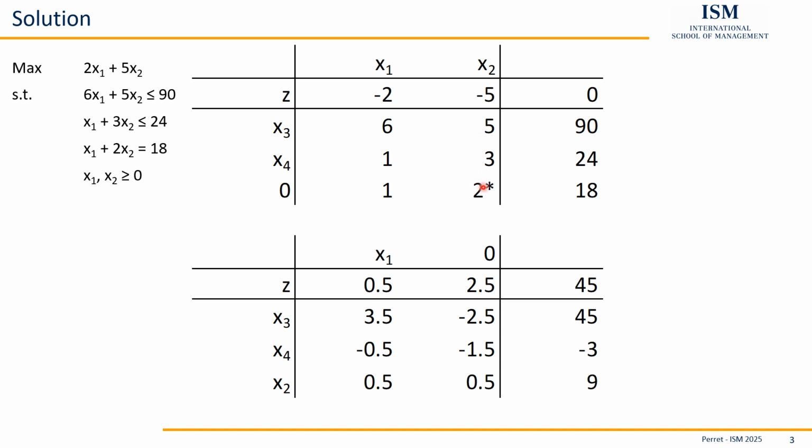For the 90, I do the calculation again like this. 90 minus 5 times 18 divided by 2. As I said, this gives me this table.